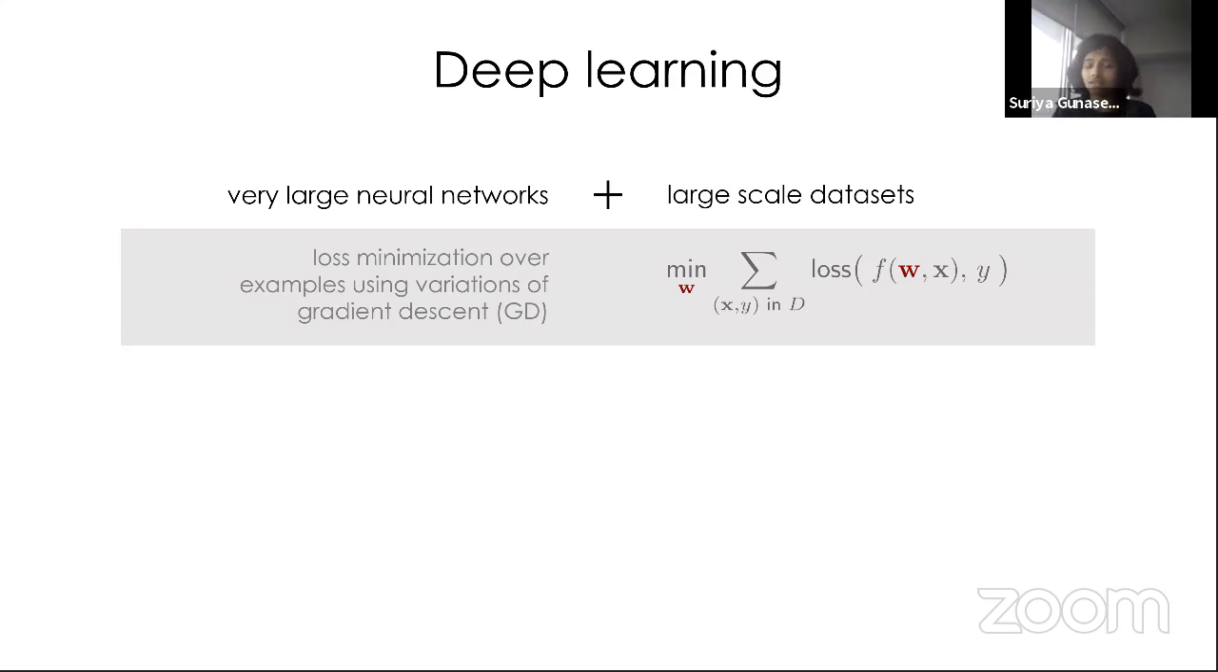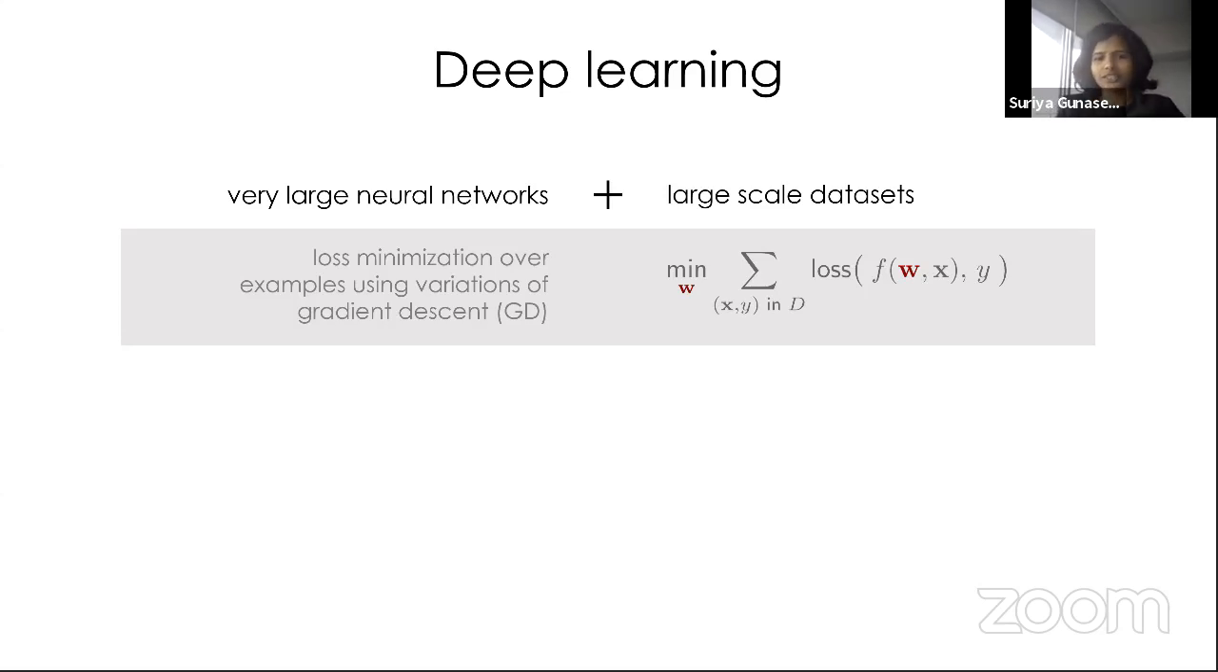As Misha set up, a classical ML problem is just empirical risk minimization. You have a dataset of observed examples and you minimize the loss over the observed examples over some function class. Typically this function class is parameterized, and throughout this talk I'll denote the parameters by W. If there are variations, I'll mention them.